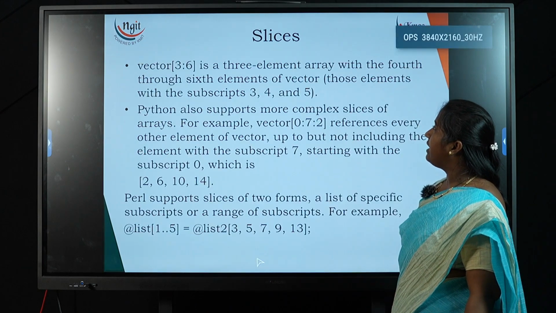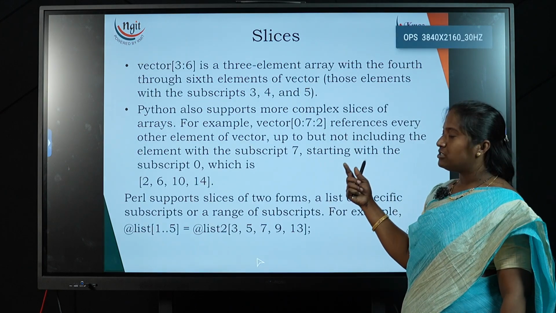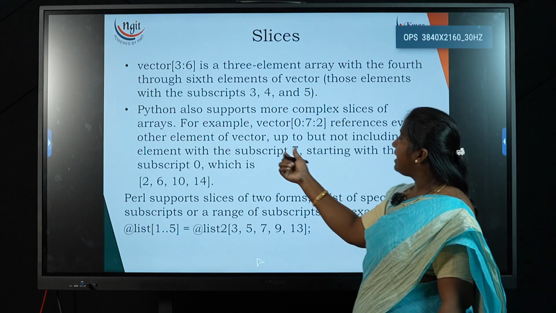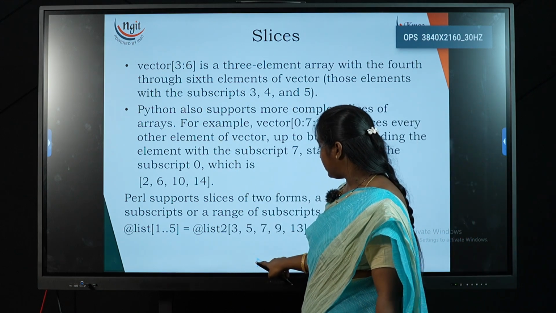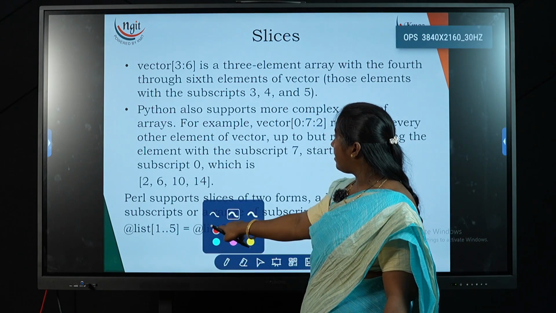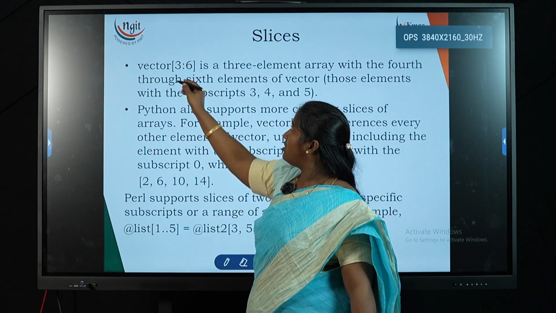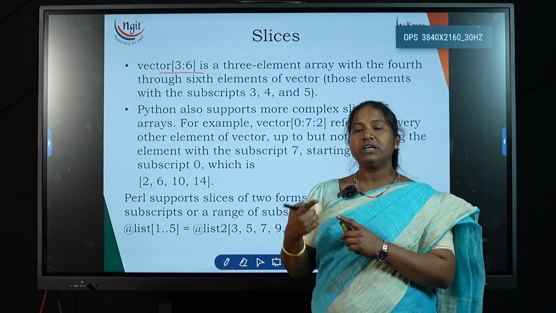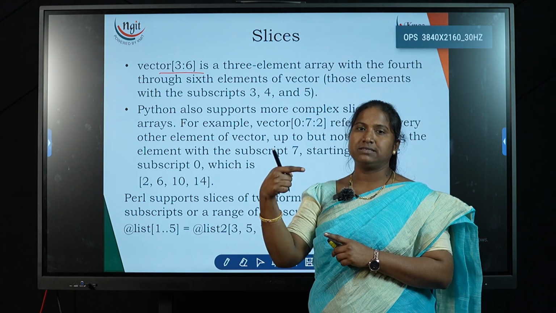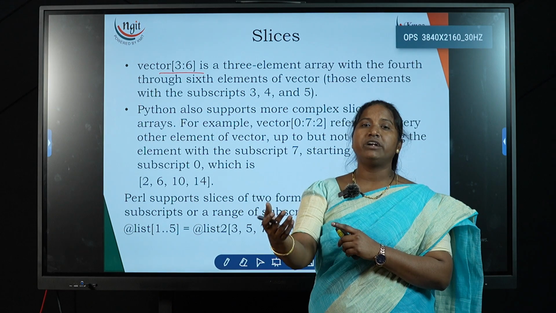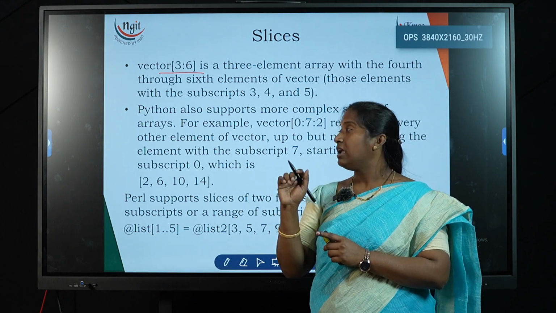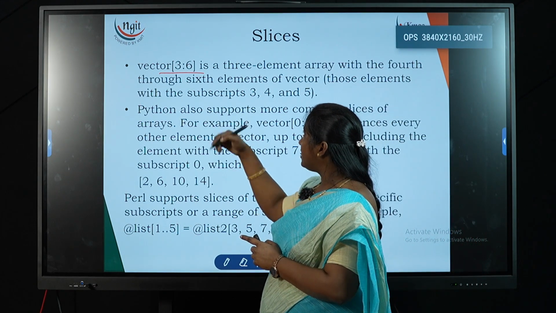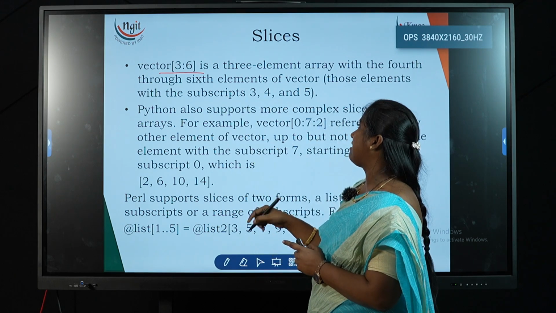Now, next we'll see the example concerned to Python. When you take this vector 3 to 6, the array notation is what I have given here, 3 to 6. It is also called a slice. What is the meaning of that slice? We are including 3, 4, 5, 6. The rows, whatever is already there, we are including all of this. So that is the way of using slice in Python.